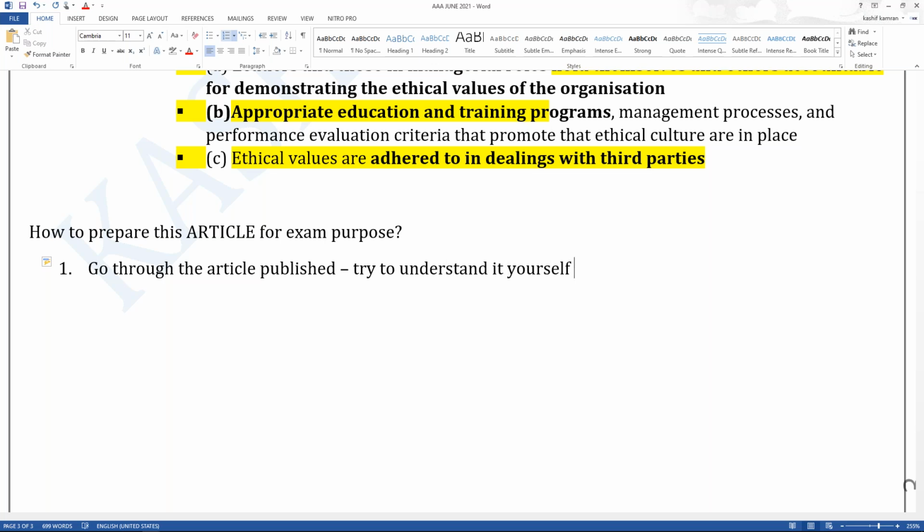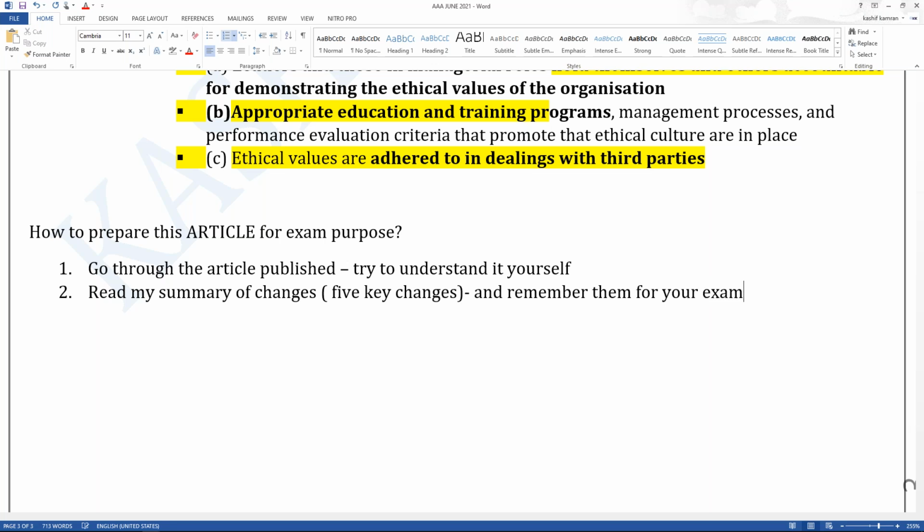Now, you also have my webinar where I've covered the article. So that will really help you. But first, go through the article published, try to understand it yourself. Secondly, read my summary of changes, the 5 key changes which have been brought in the article. Read my summary of changes, 5 key changes, and remember them for your exams, right? So read through my summary, the 5 changes, remember them for your exams.